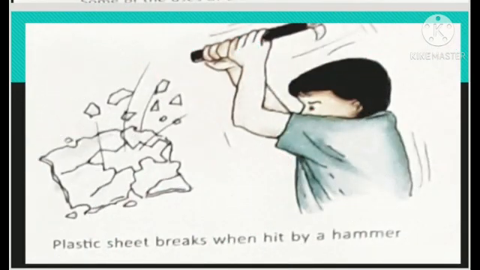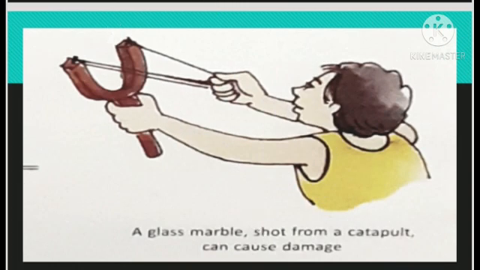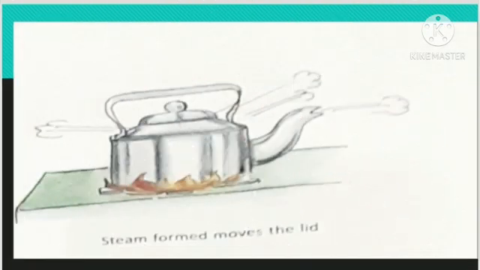See the picture shown here carefully. A plastic sheet breaks when hit by a hammer. A boy is raising a hammer. This raised hammer, hathodi. When we hit a polythene sheet, that sheet breaks down. Likewise, if a football hits a window pane, what will be the result? The pane will break. And if you are using a catapult, a glass marble shot from a catapult can cause damage.